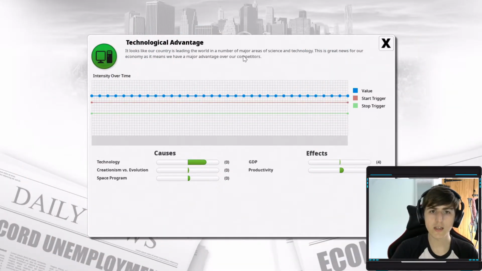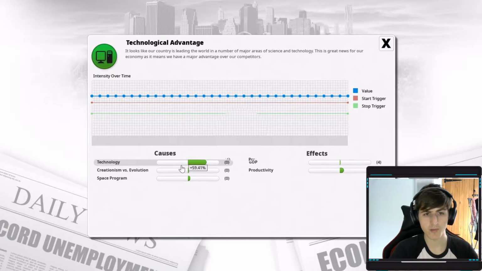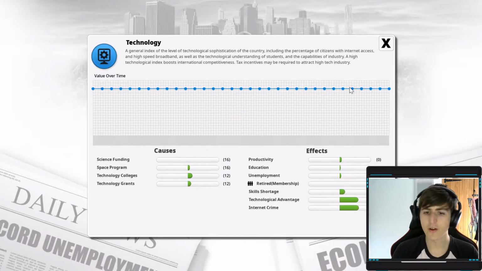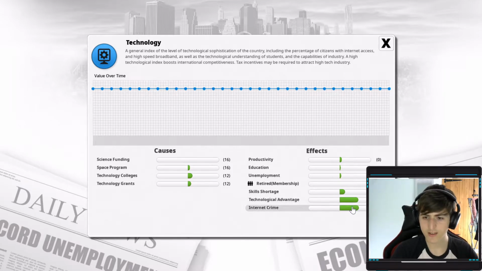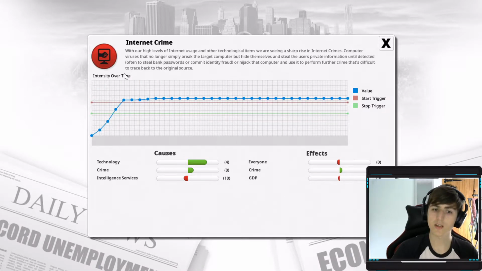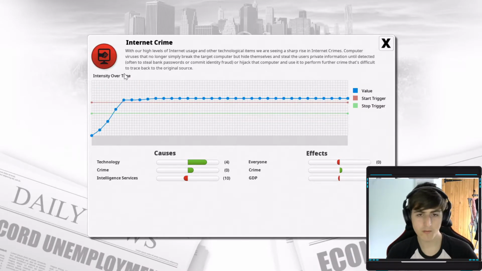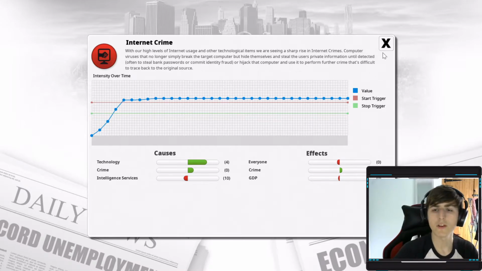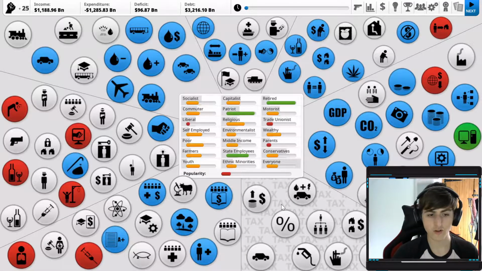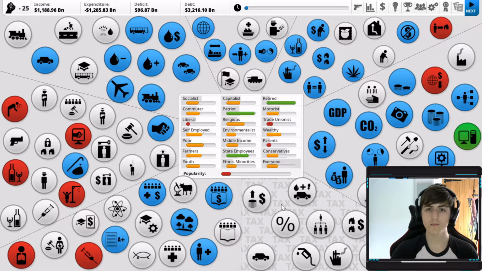So our country is leading the world in a number of major areas of science and technology. This is caused by our general technology level, the space program, and the creationism versus evolution debate policy. So the technology is very high at the moment, which gives us technological advantage, but also starts a problem, internet crime. So, there are things that you may think are just good things, but they're not always.